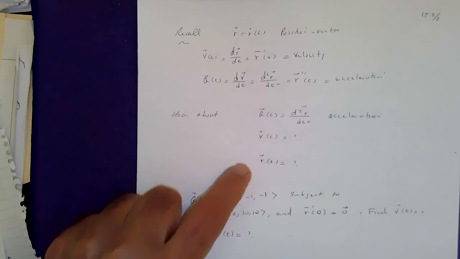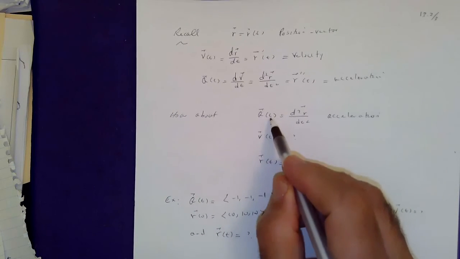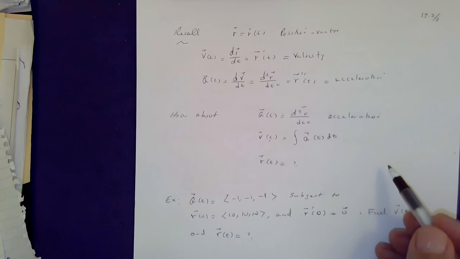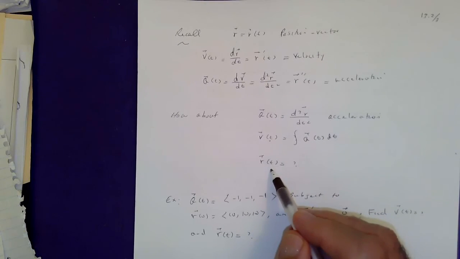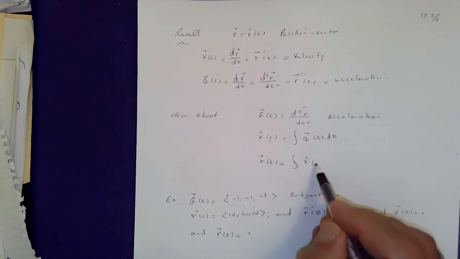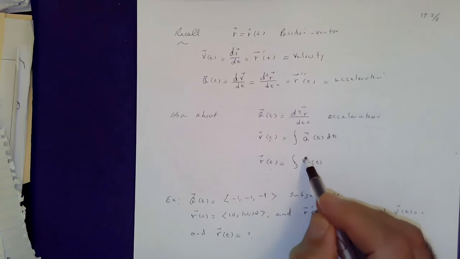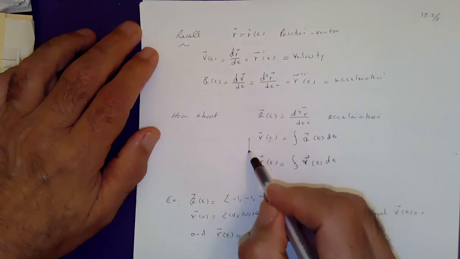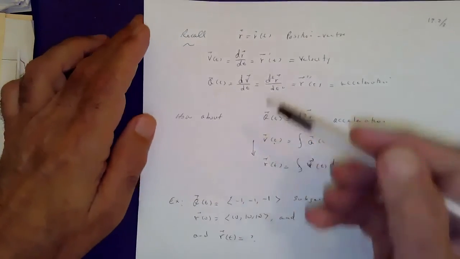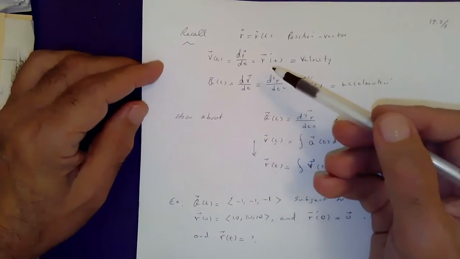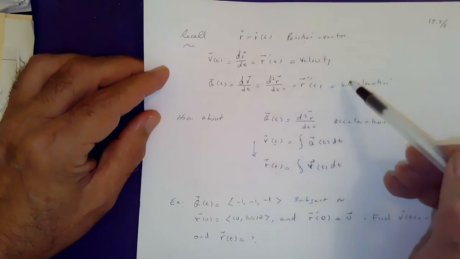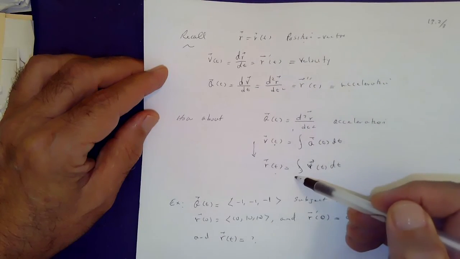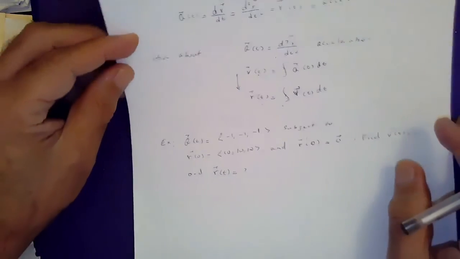What if you know the acceleration and you want to go to the position function? So how would you do this? Well, to go from acceleration to velocity, you take the antiderivative of acceleration. And to go from velocity to position vector, you take the antiderivative of velocity. Do you all see it? So antiderivatives are used as opposed to derivatives. To go from position vector to acceleration, we take consecutive derivatives. But to go from acceleration to position, now we have to take the antiderivative, correct?